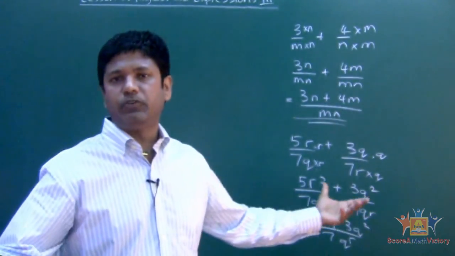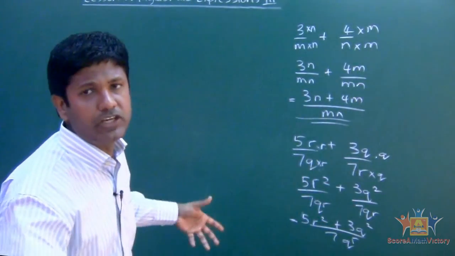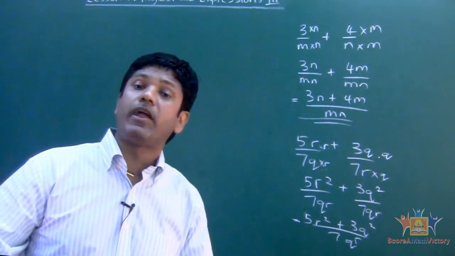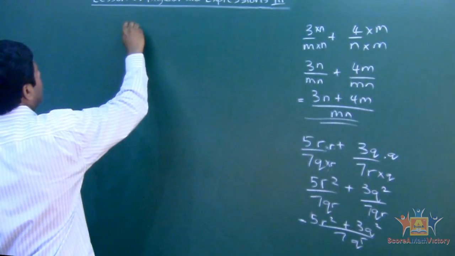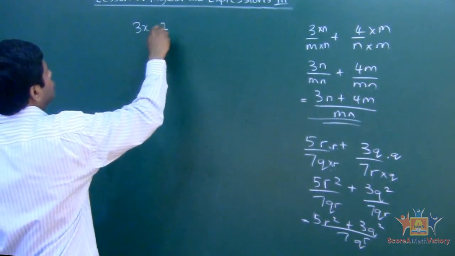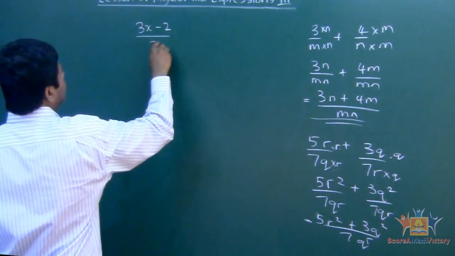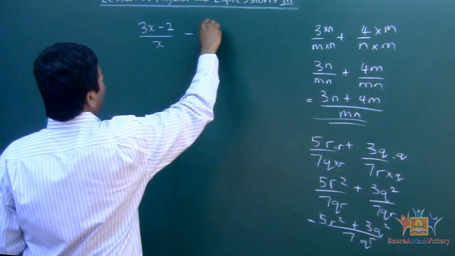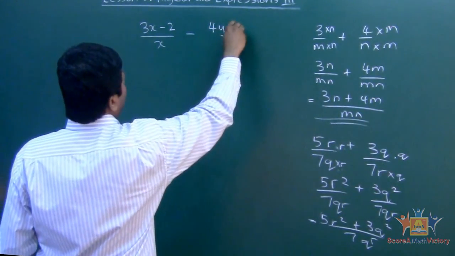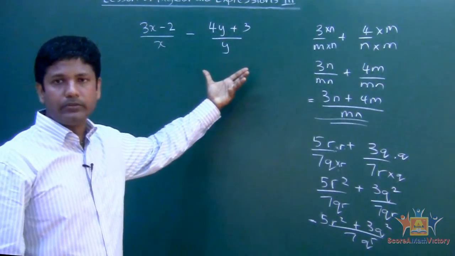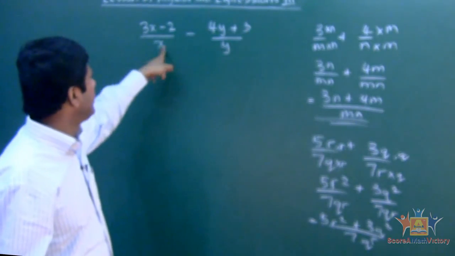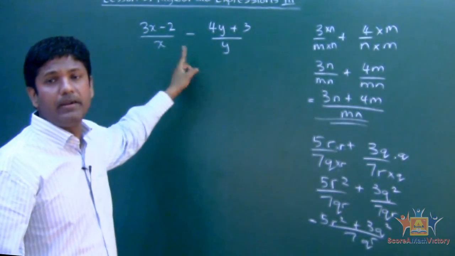Alright? Now what about subtraction? Same thing, addition and subtraction. It's just that with subtraction you subtract, with addition you add. Okay, so let's say Mr. Mac to give you, okay, 3x minus 2 over, let's say, x, and then minus 4y plus 3 over y. Make sure the x and y are common denominator.